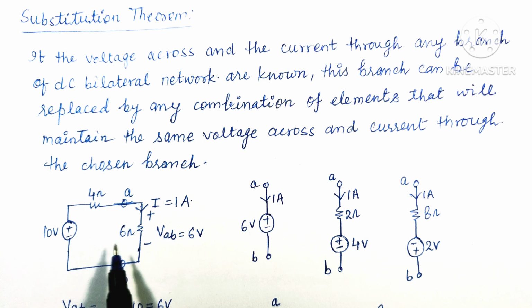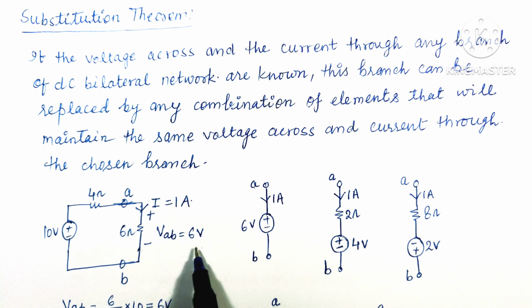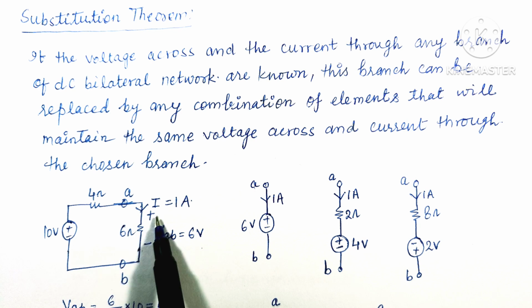Suppose this is the circuit given to us, and across this AB terminal this 6 ohm resistance is connected. The voltage across A and B will be 6 volt and the current flowing through this 6 ohm resistance will be 1 ampere. If we want to replace this 6 ohm resistance, there are many combinations which can be applied across terminals A and B. So let us see how many ways we can replace it.